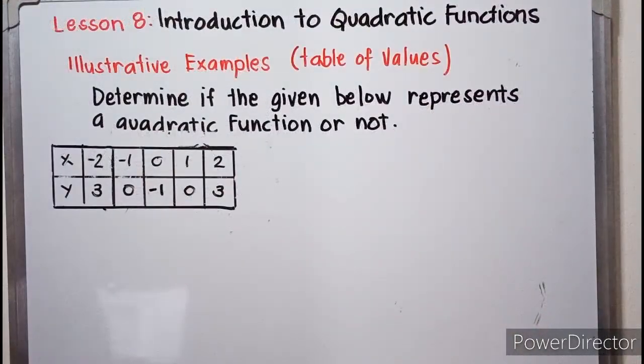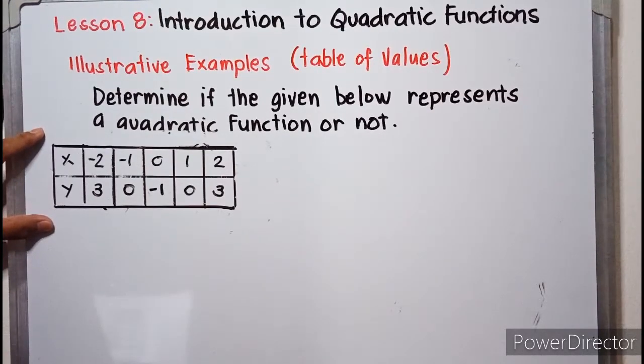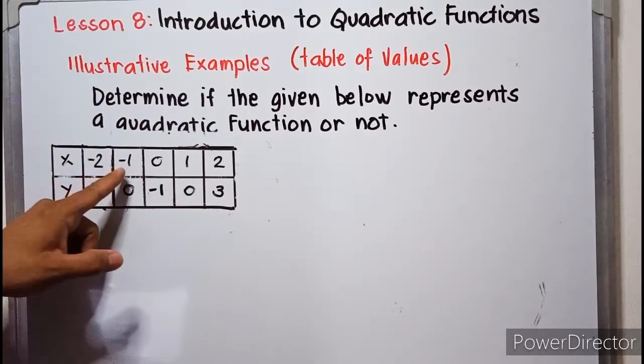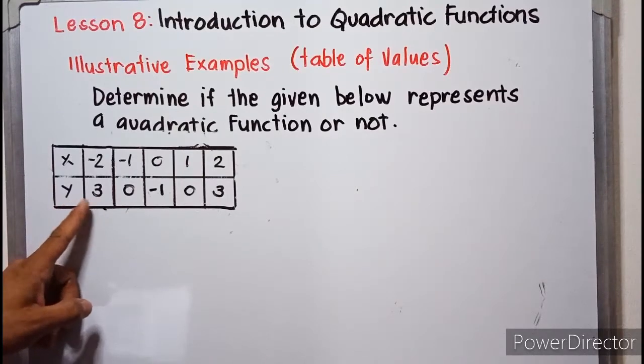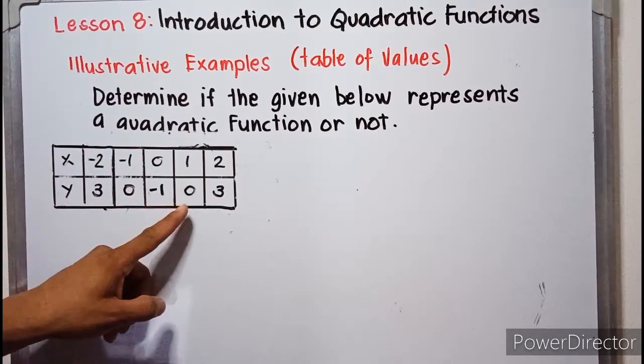Another way of representing a quadratic function is by the use of a table of values. For our illustrative example, determine if the given below represents a quadratic function or not. Our table here, for the values of x, we have negative 2, negative 1, 0, 1, and 2. And for our y, we have 3, 0, negative 1, 0, and 3.